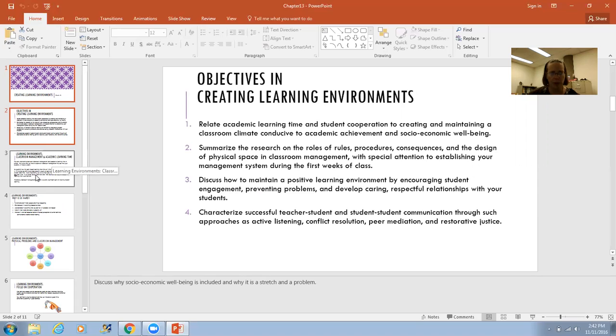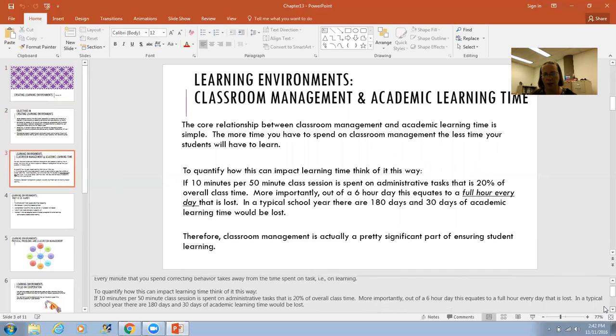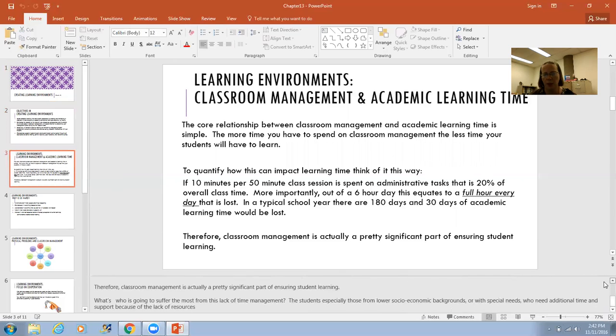Let's go ahead and get started with this idea of classroom management and academic learning time. The relationship between classroom management and academic learning time is simple. The more time you have to spend on classroom management, the less time your students will have to learn. Every minute that you spend correcting behavior takes away from the time spent on tasks, or the time spent on learning. To quantify how this can impact learning time, you can think about it in this way.